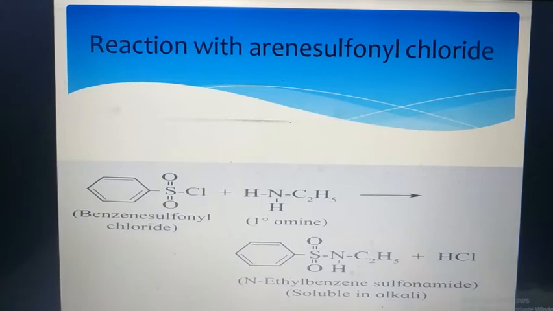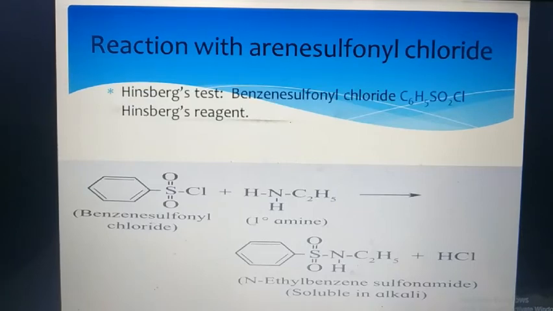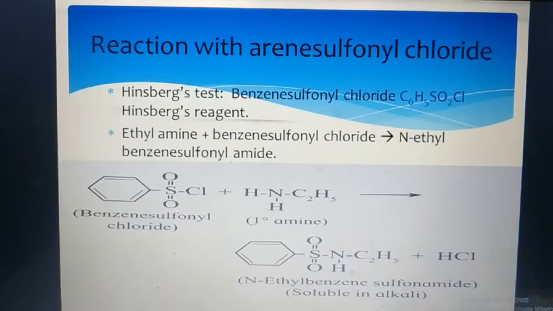As the name suggests, arene, that is the presence of benzene ring, sulfonyl, that is the presence of SO2 group, and chloride, that is chlorine. It is also called Hinsberg's test. Here benzene sulfonyl chloride is used, that is C6H5SO2Cl, which is also called the Hinsberg's reagent.